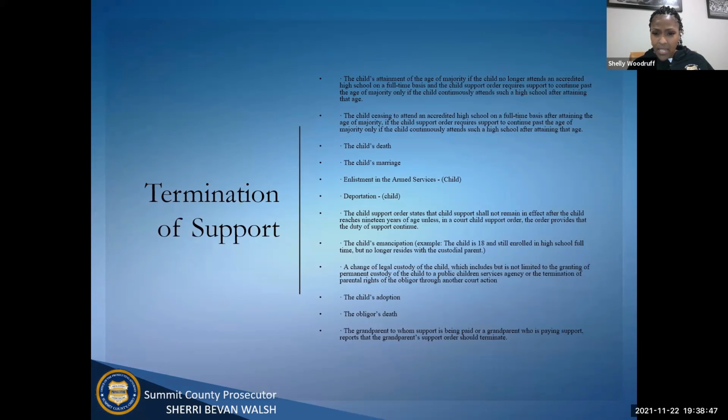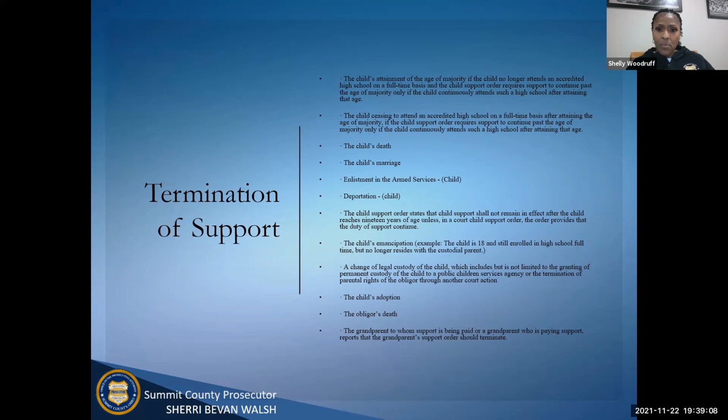I don't have my glasses on, but if the child passes away, we would terminate a support order. If an underage child gets married, we would terminate the support order. If there's an enlistment in the armed services as a child, I don't know how that's possible, but we will terminate the support order. Deportation.